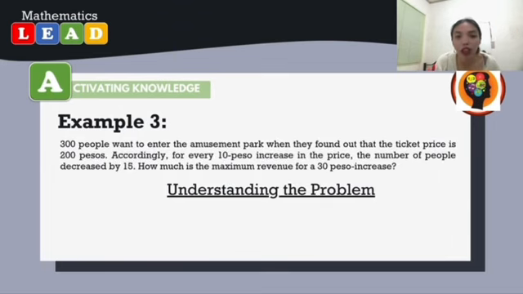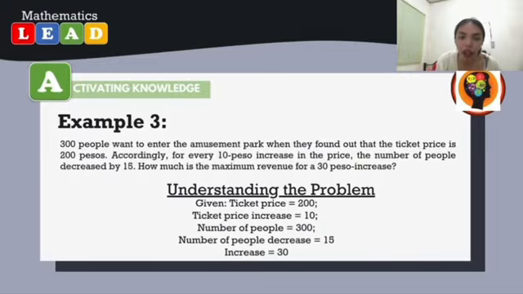We have here ticket price is equals to 200 and the ticket price increase that is equals to 10. And we have here the number of people wherein they say that there are 300 people who want to enter the amusement park. And the number of people decrease every time the price increase is equals to 15. And here we have the increase of 30 pesos that happened, that we have to get the maximum revenue. So, how are we going to manipulate this problem?